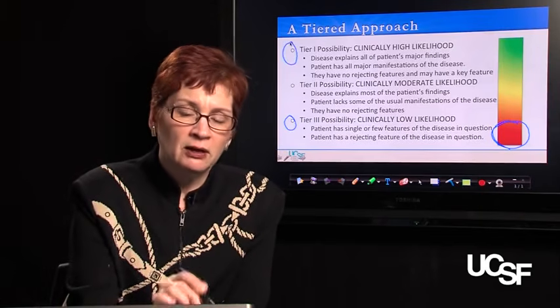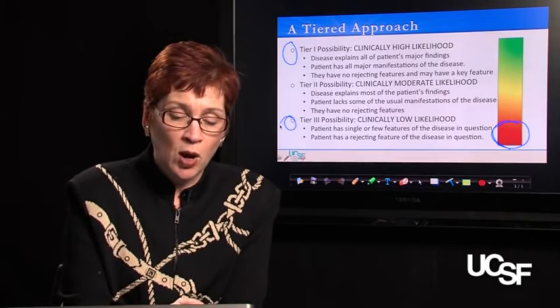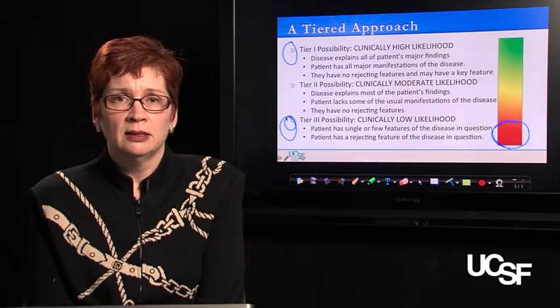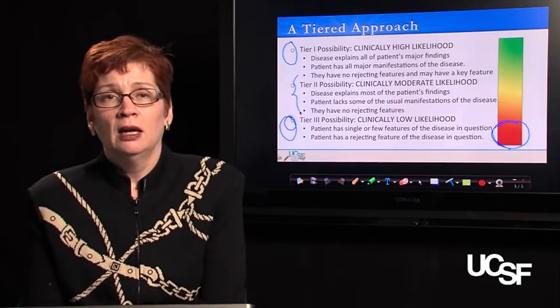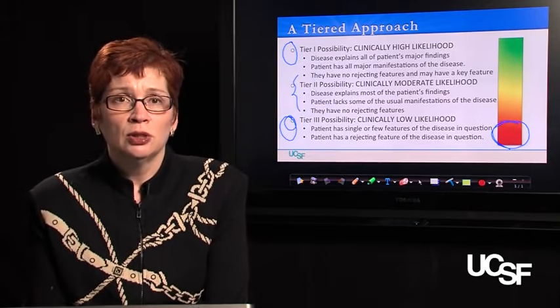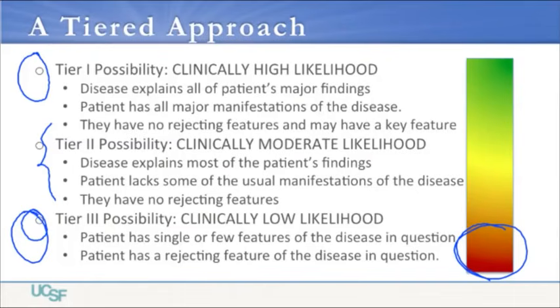There will be very few tier 1s. There could be quite a number of tier 3s depending on the symptoms. But most of your attention will be spent paying focused concern to tier 2 possibilities. And those are the clinically moderate likelihood of disease.